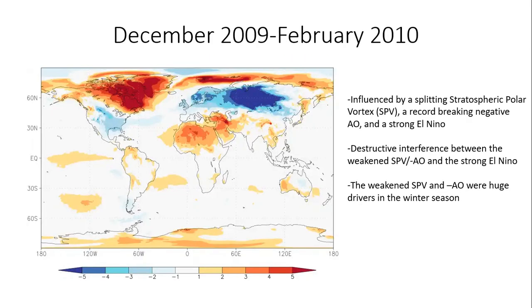All right, so now we're going to delve into the specific winter seasons and talk about the different influences from the winter seasons. We're going back to the 2009-2010 winter, and when I say winter in this video, I'm referring to the months of December through February, otherwise known as meteorological winter. So let's start off with 2009 and 2010.